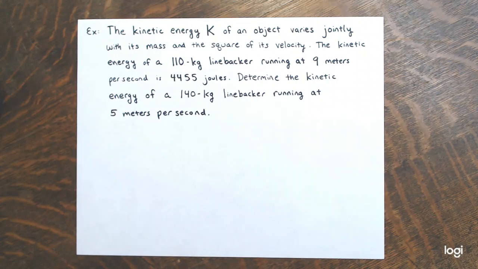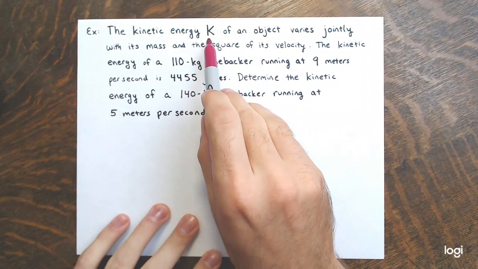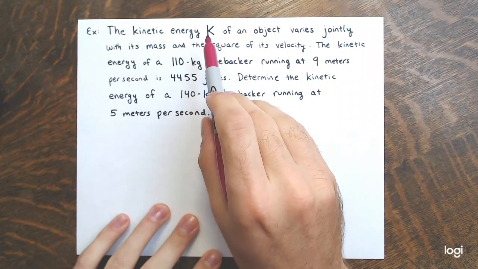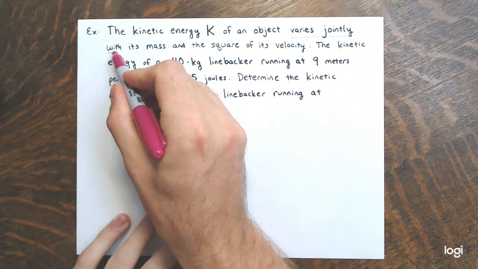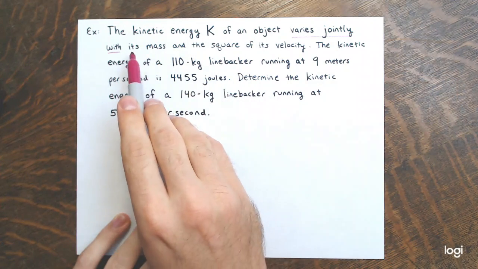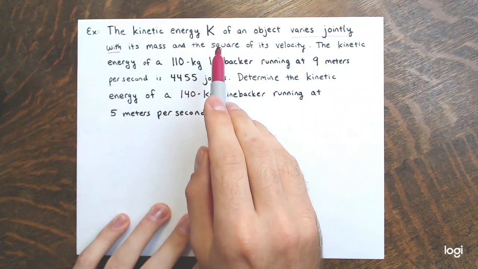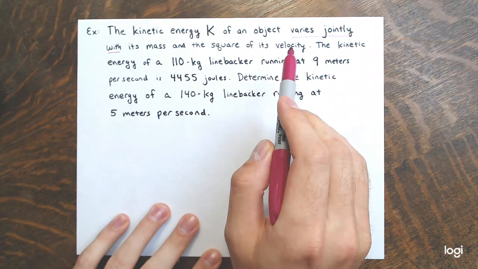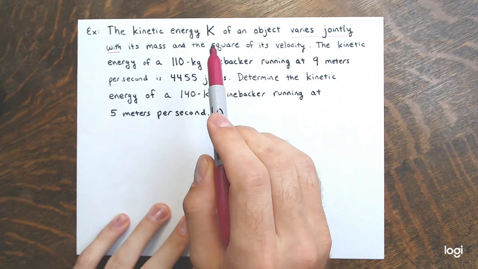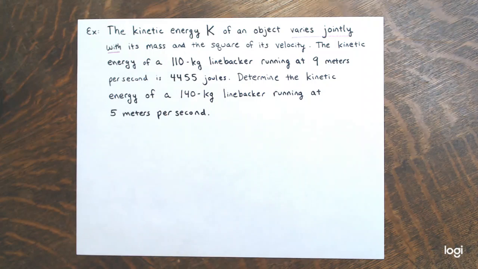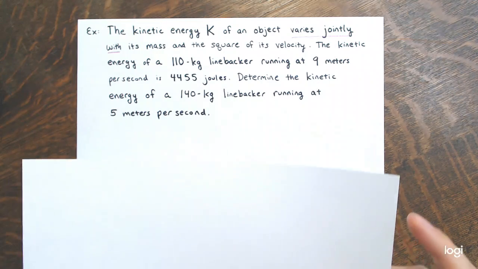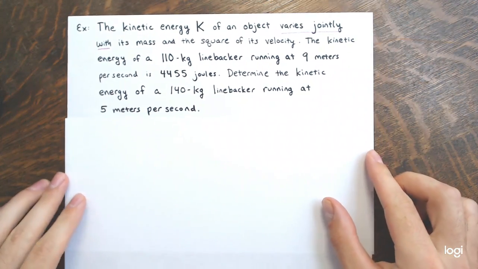All right, so notice here I say the kinetic energy represented by the variable K. The kinetic energy K of an object varies jointly with, and then you see two quantities mentioned, its mass and the square of its velocity, right? So mass and the square of its velocity are the two quantities that the kinetic energy varies jointly with. Before I read the rest of that, I'm going to talk on the next page about what it means for one quantity to vary jointly with multiple other quantities.